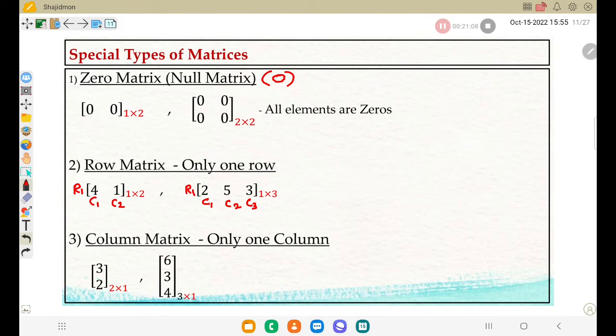Now, column matrix. Column matrix means a matrix having only one column. For example, see only column number 1. But here row number 1, row number 2. We have two rows but only one column. Here also only one column but row number 1, 2 and 3. So a 3 by 1 matrix, correct? In the row matrix, the row is one, column how many, no issue. Here, rows how many, no problem, but column should be 1. Okay, so this is the row matrix and the column matrix.